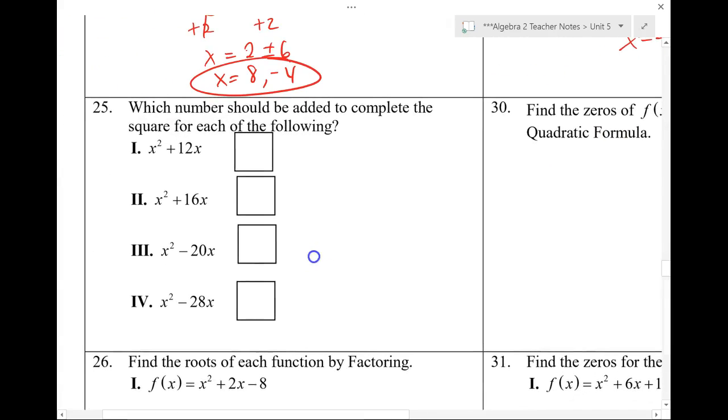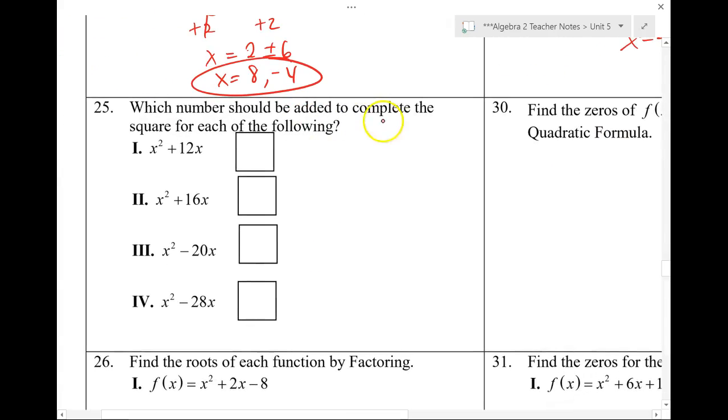Let's go down to number 25. Now, which number should be added to complete the square for each of the following? So remember, when we're completing the square, we're going to use this little formula. So again, use your flashcards if you don't remember this one. So you're just going to go through and use this formula to complete the square.